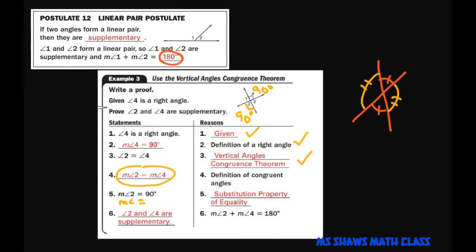Measure of angle 4 also equals 90 degrees. If you add them up, that would make it 180. So they are supplementary.